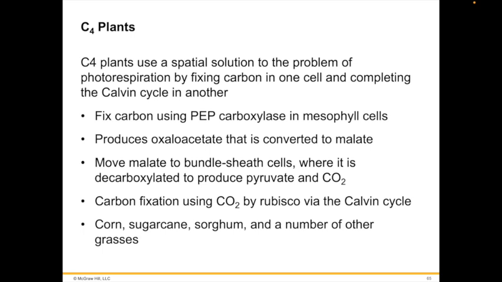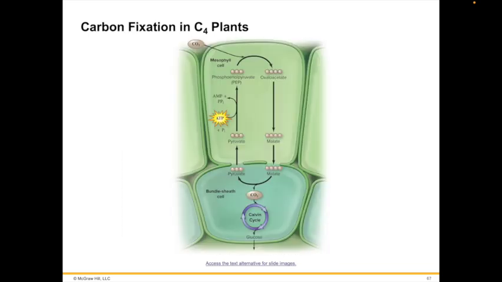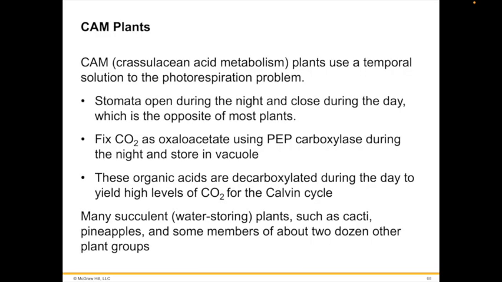CAM plants initially fix CO2 using PEP carboxylase to produce oxaloacetate. The oxaloacetate is then converted into other organic acids depending on the particular CAM plant. These organic compounds accumulate during the night and are stored in the vacuole during the day. So during the day, when the stomata are closed, the organic acids are decarboxylated to yield high levels of CO2. These high levels of CO2 drive the Calvin cycle and minimize photorespiration.